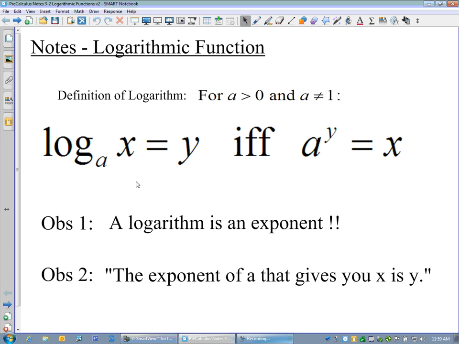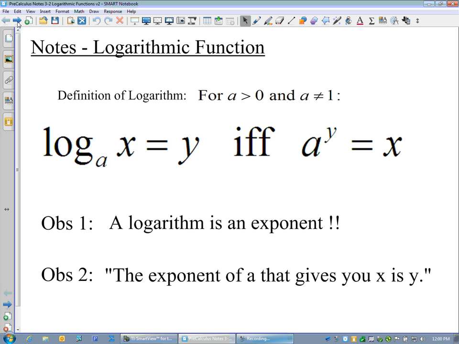And that way you can go back and forth from logarithmic form to exponential form. Both of these statements are equivalent. Just the left one here is in logarithmic form, and this one is in exponential form. So you should be able to go back and forth from this one to the logarithm or from the log to the exponent, because a logarithm is an exponent.